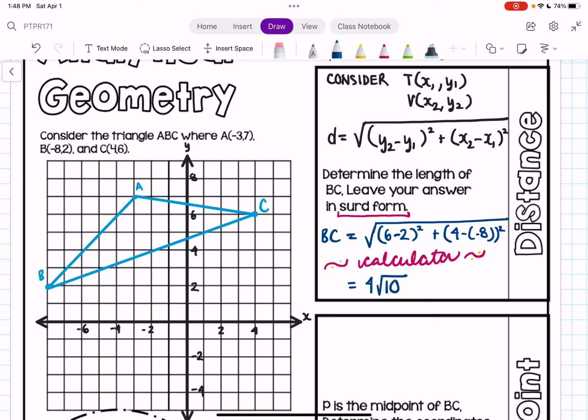And because they did not give us units here, you technically don't have to give me units back. That's important. If the question gives you units, then you have to give units back. But if the question doesn't have units, you don't need to. If you like to write something, you can just say 4 root 10 units and just leave it like that.